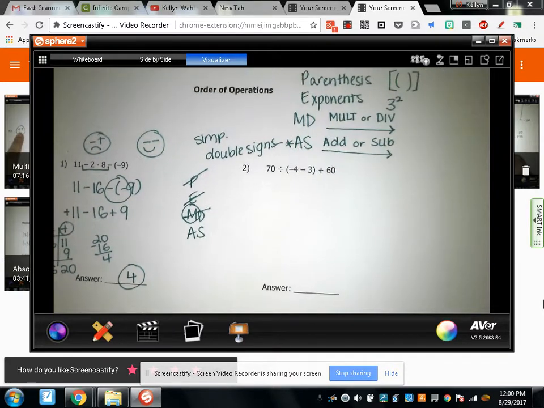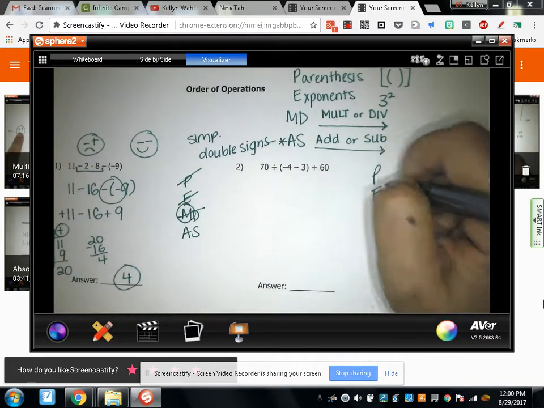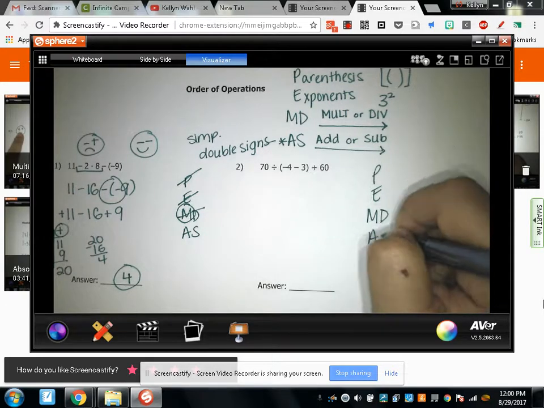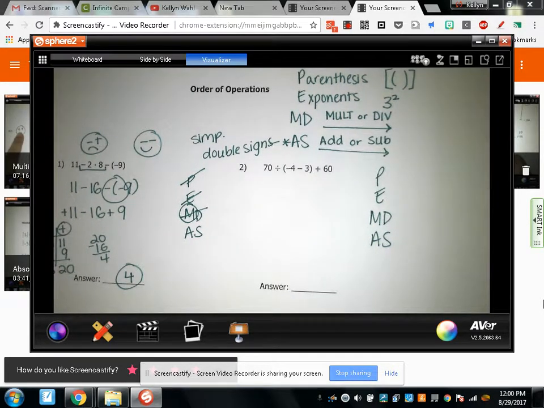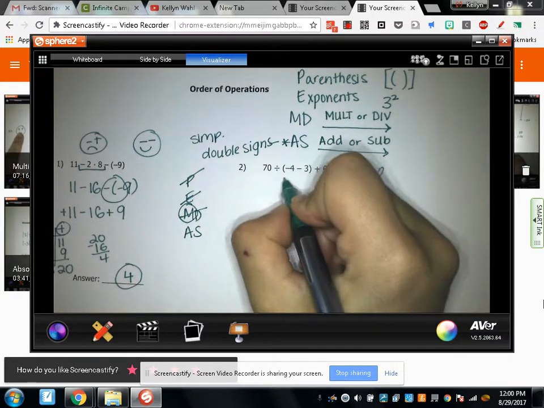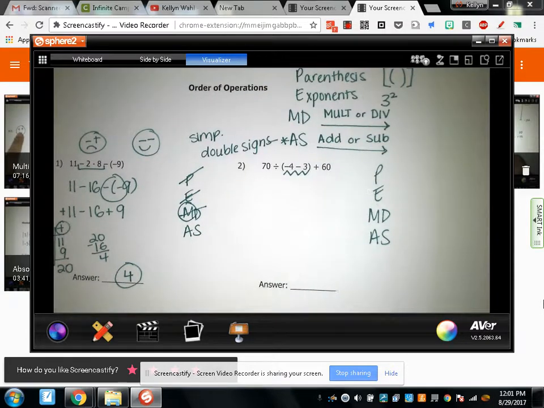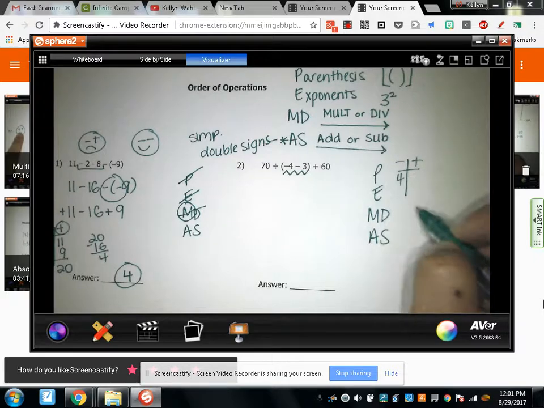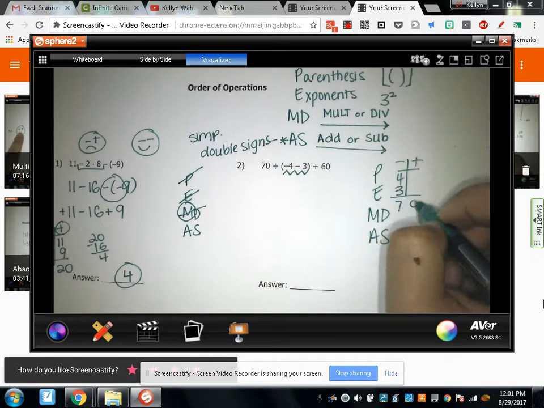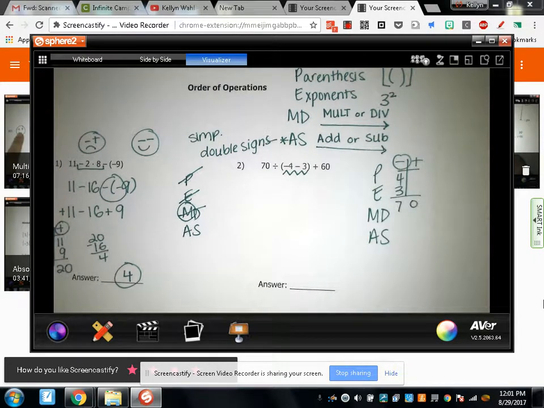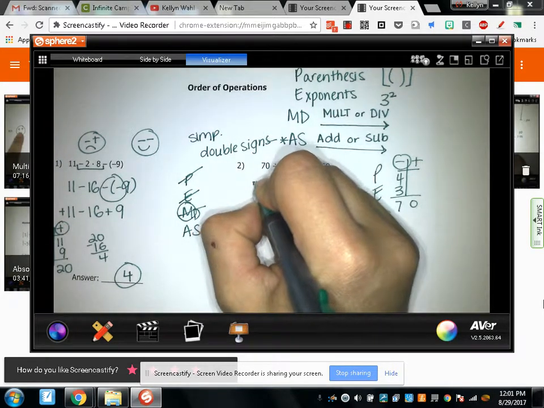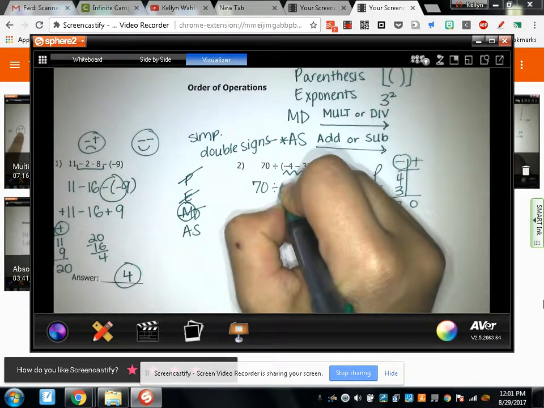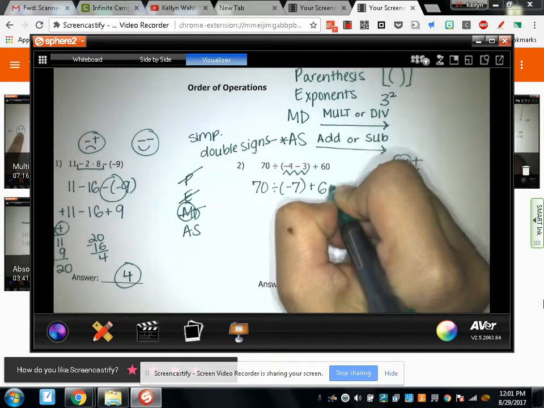All right, next one. Please excuse my dear Aunt Sally, otherwise known as order of operations. Is there anything to do inside of parentheses? Yes, this time there is something to simplify inside of parentheses. We have -4 minus 3, which is -7. So I'm going to rewrite this as 70 divided by -7 plus 60.